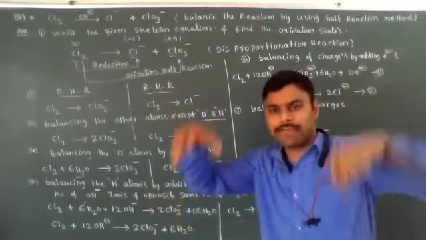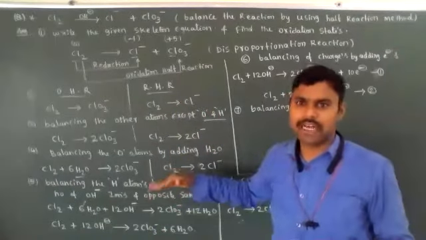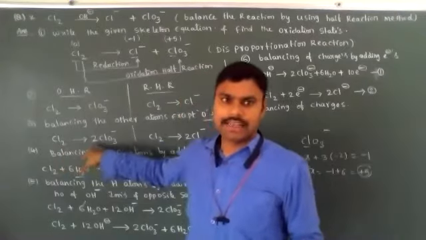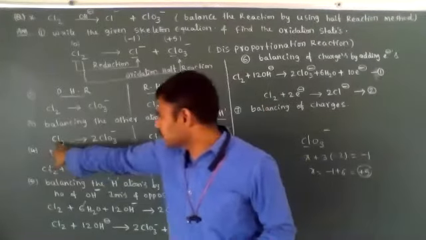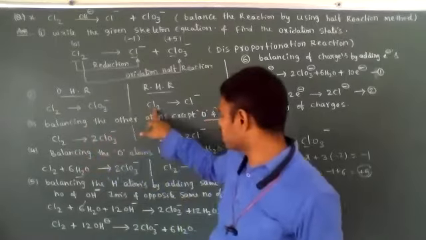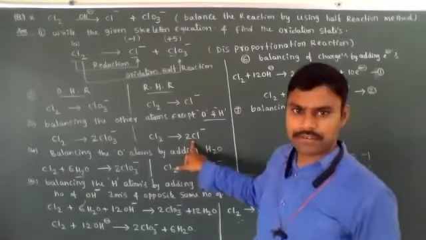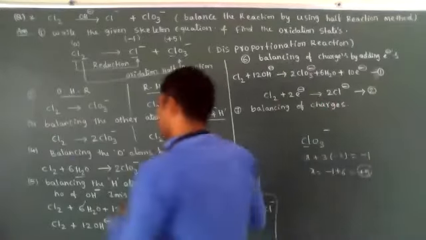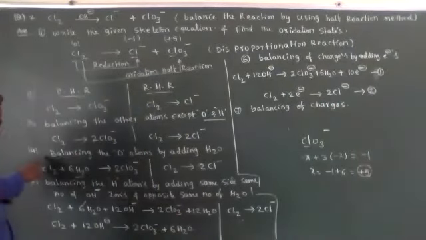If other atoms are already balanced, we write them as they are; there's no need to balance them. But here, chlorine atoms are present and they are not balanced. This side 2 are present, the other side only 1. That's why I multiplied with 2. Now the other atoms are balanced. Okay, clear? Now, what do we have to do next?